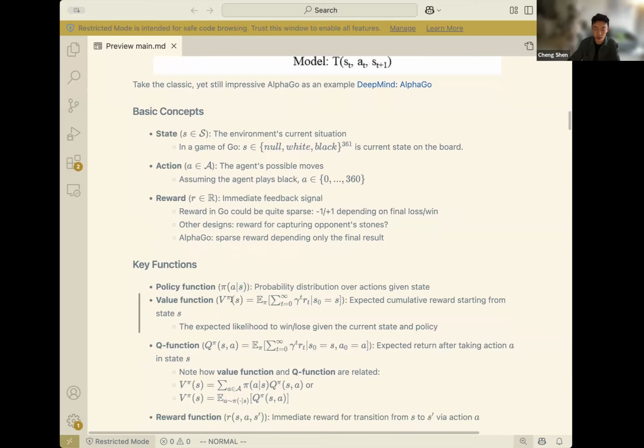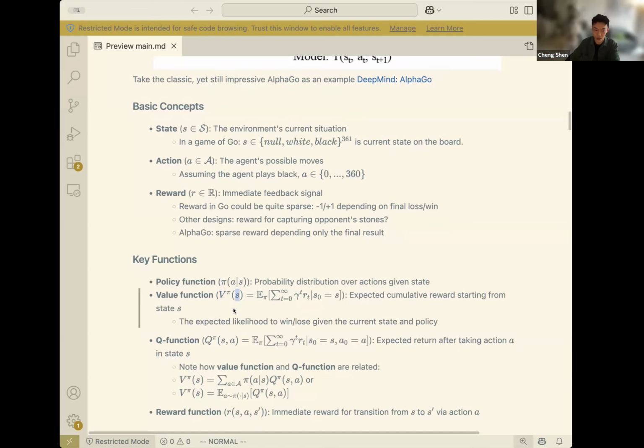Value function, it gives us an expected reward given the current state. So you can think of this as, given the current state, in the end, how likely we will probably win the game. So in the game of Go, given the current state on the board, if we play out in the end, what is the possible outcome? And it gives us an expected value of whether we are going to win the game or lose the game. So the value function takes the state as an input and returns a value.